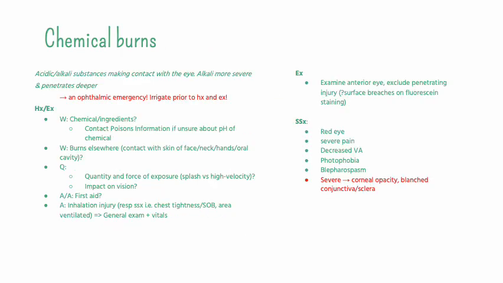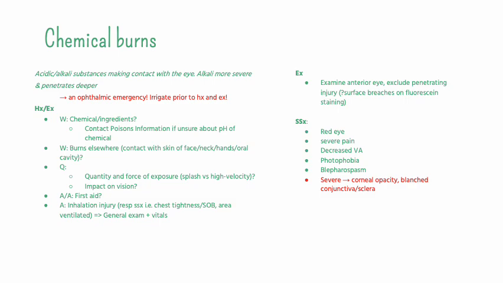Chemical burns are an ophthal emergency and you want to irrigate prior to history and exam. This is really important. So essentially, there's acidic and alkali substances, in which alkali substances are more severe and penetrate deeper. Examples of alkali substances include lime, limestone, cement, concrete. Acidic examples include toilet cleaner, car battery fluid, pool cleaners.